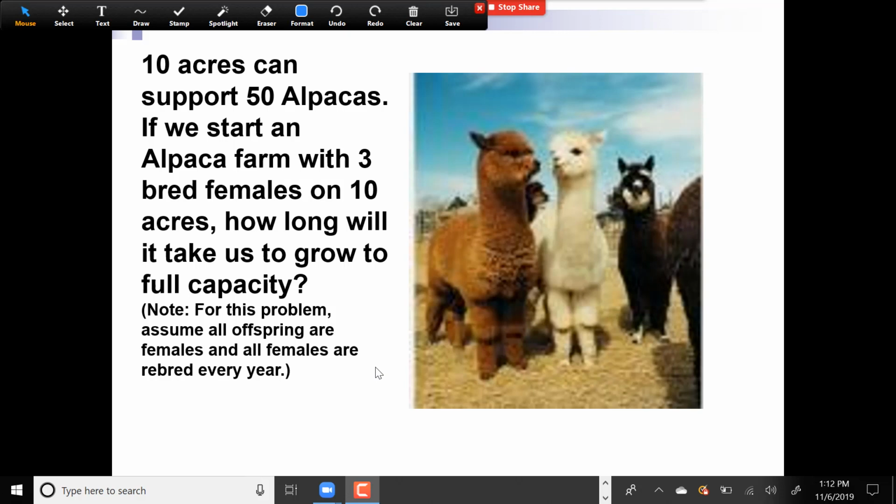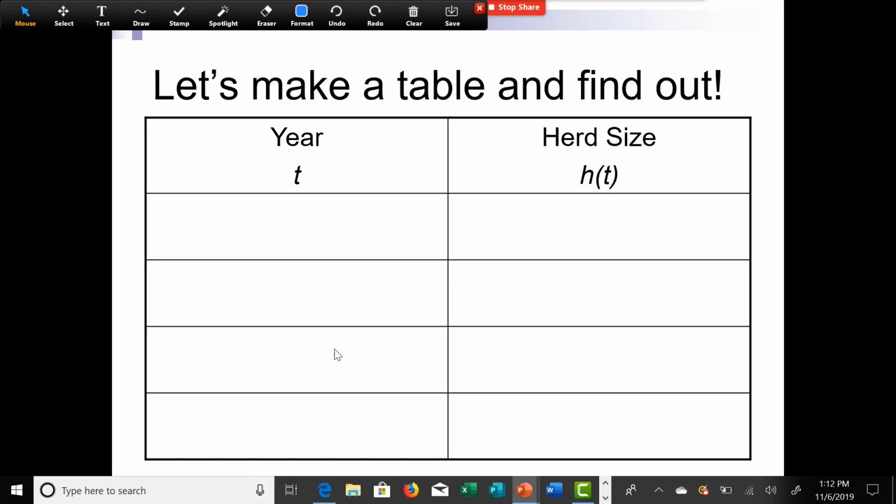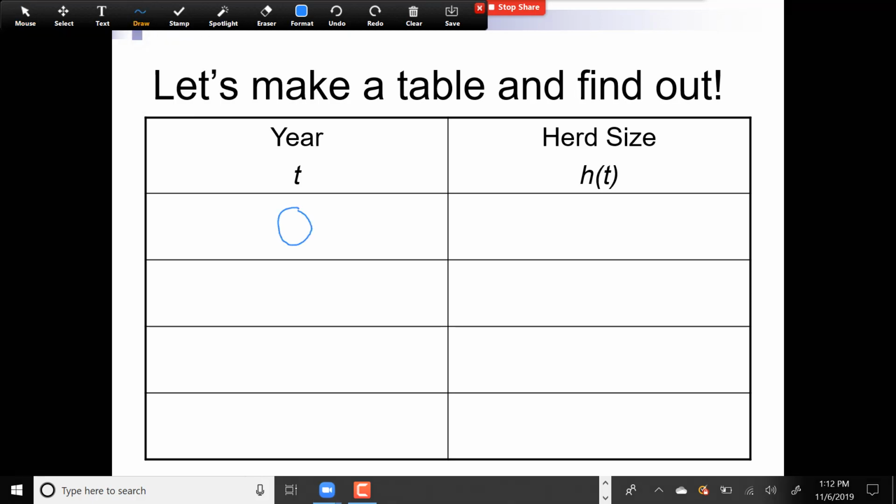That table's input is going to be time. We're going to start right now, which would be time 0. And then each year we're going to see how many alpacas we have. So let's take a look at that. We've got our table, and right now it's time 0. We just bought our 3 alpacas, so our herd size, which is going to be our function h of t, has 3 alpacas in it.